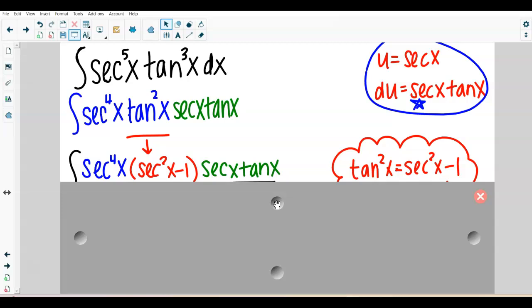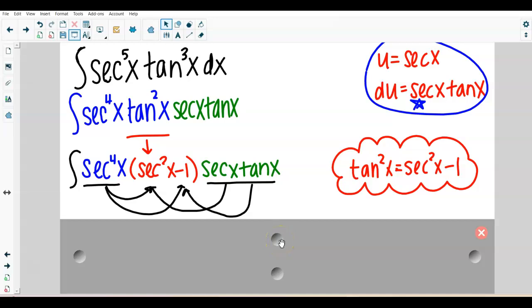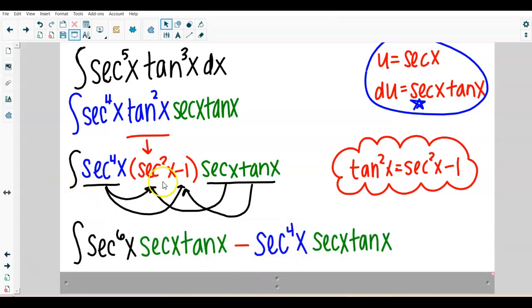Like before, we want to break this up. We can't integrate this all together, so we're going to go ahead and distribute the secant to the fourth in here and the secant tangent. So when we do that, it's like we're double distributing. Secant to the fourth is getting distributed to this first term, but so is secant tangent. Secant to the fourth is getting distributed to the minus 1, but so is secant tangent. So when we double distribute those, it becomes secant to the sixth, secant tangent. And then secant to the fourth, secant tangent. If you need to do that in two separate steps, you absolutely can. Distribute one, see what you get, then distribute the secant tangent.